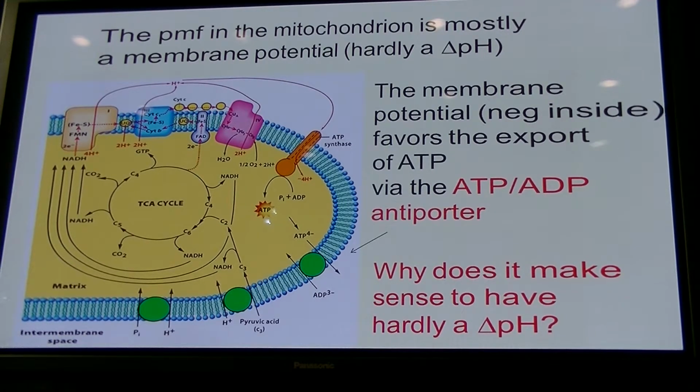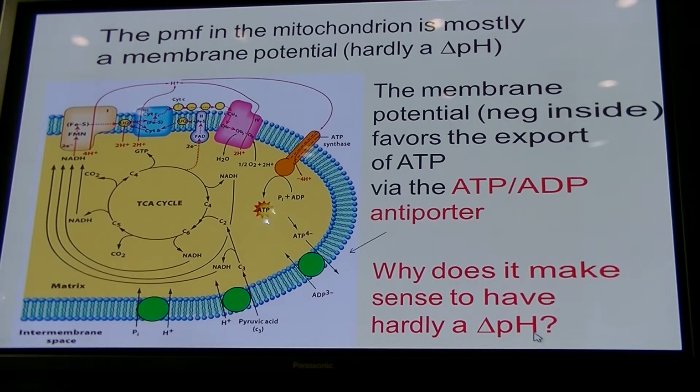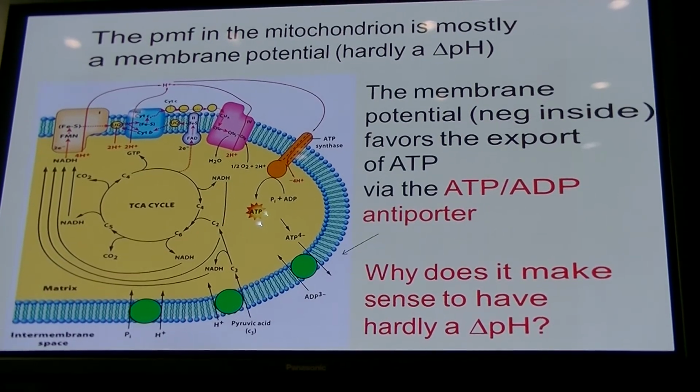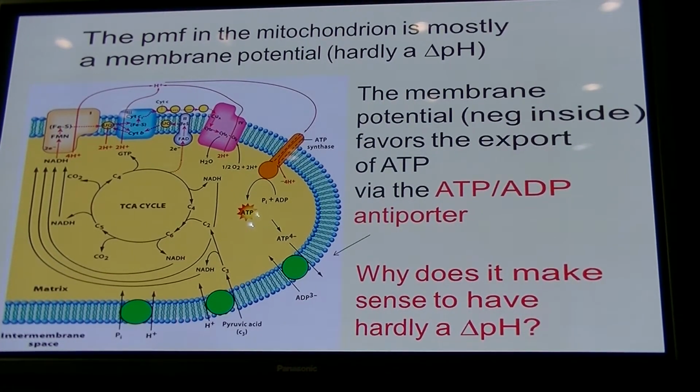So why does it make sense to have not a big pH change? You have to remember that the mitochondrial outer membrane has large pores, and the protons could just leak into the cytosol. We don't want a big acidification of the cytosol. So maybe there's a reason why there are not too many protons moving across. So that electrochemical gradient is mainly the membrane potential.